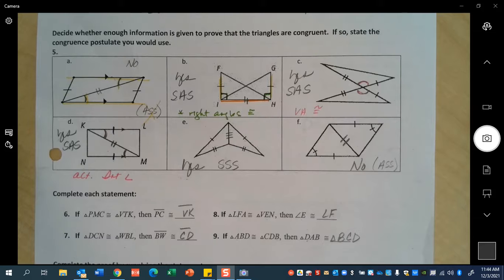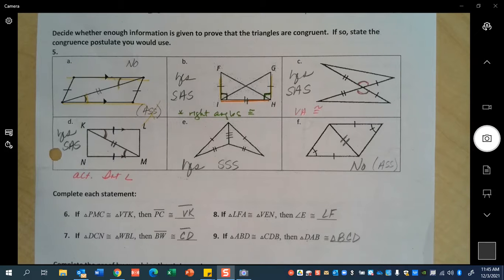So the ASS postulate does not exist because there's no cursing in geometry. Right? So here that parallel side was given to me as congruent, so I can use this alternating interior angle in letter D to get my side, angle, side. Do you see the difference between A and D?